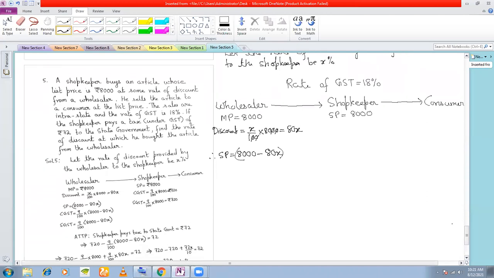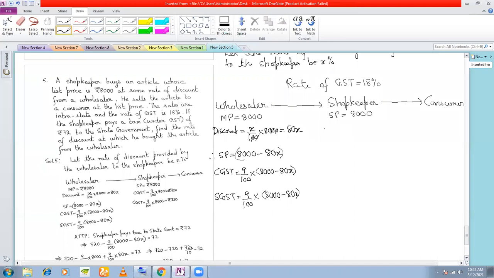Now, what is the rate of GST? 18%. So what is the CGST? It is 9% of 8,000 minus 80x. And what is the SGST? It is 9% of the same, same for both. Okay, let's not calculate. We'll see later what we can do with this.